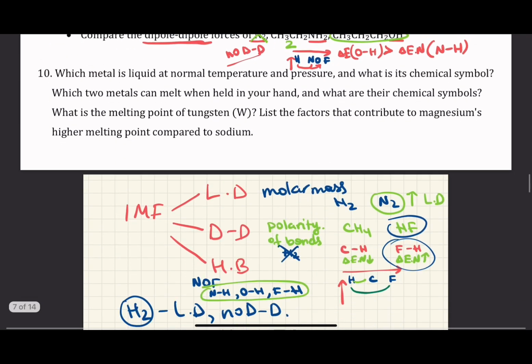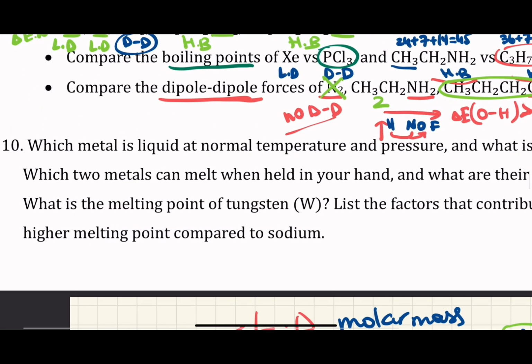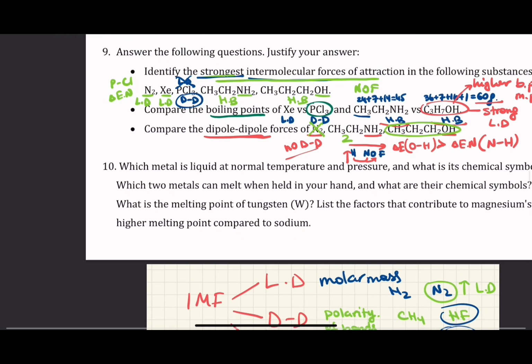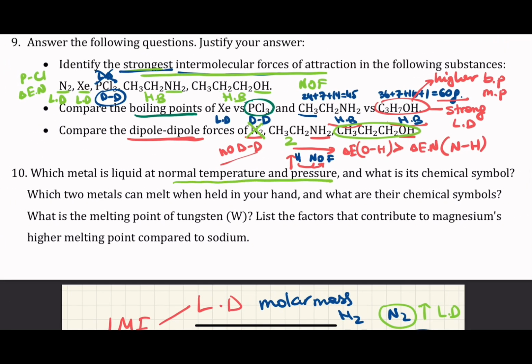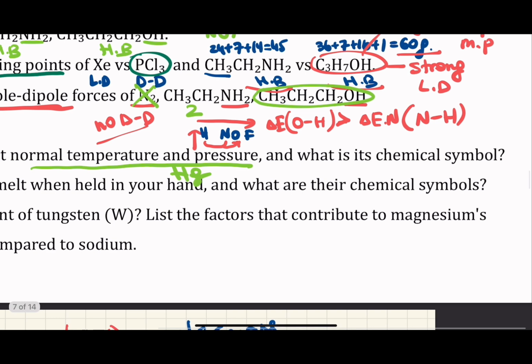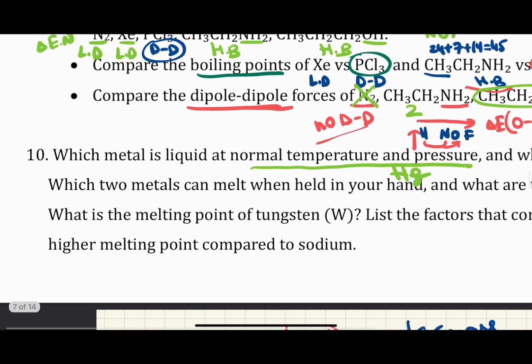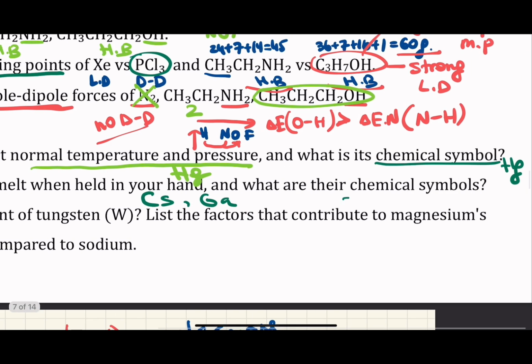You need to review all of this stuff. And then in question 10, it is talking about metallic bonding. It says which metal is liquid at normal temperature and pressure. This is mercury, the one in the thermometer, you already know it. It says what's the chemical symbol? It's Hg. Which two metals can melt when held in your hand? You need to look at your notes. It's cesium and gallium. And what are their chemical symbols?